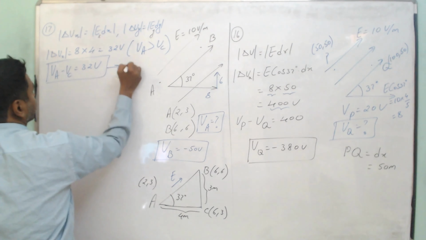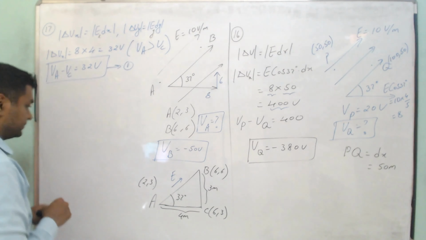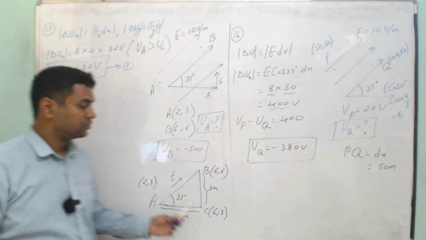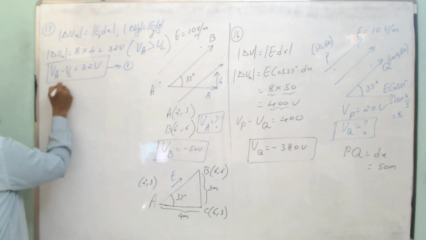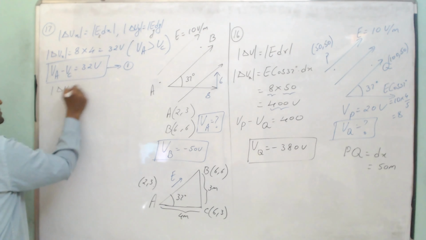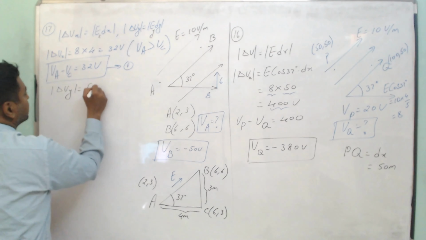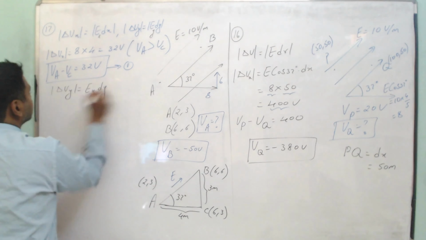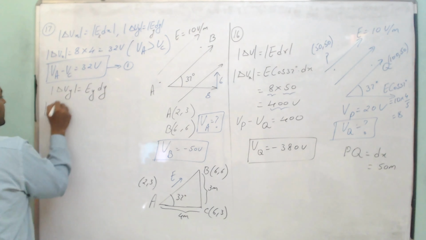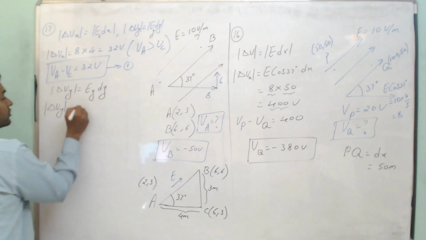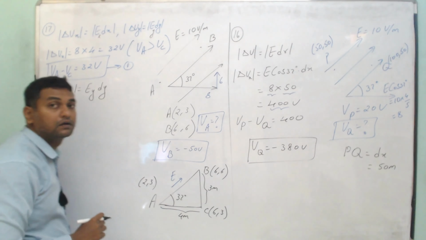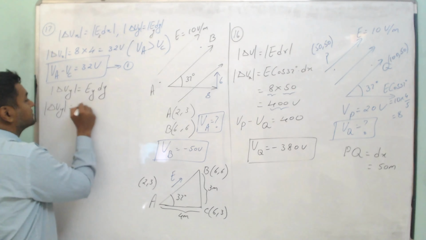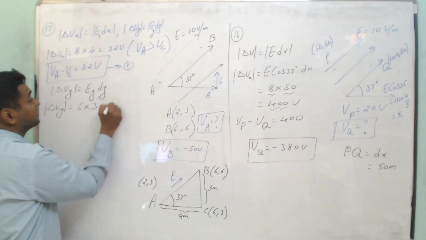Next, let us do B and C now. So mod of delta Vy is equal to Ey into dy, right? So mod delta Vy, what should I substitute? 6 into 3, which is 18 volts.